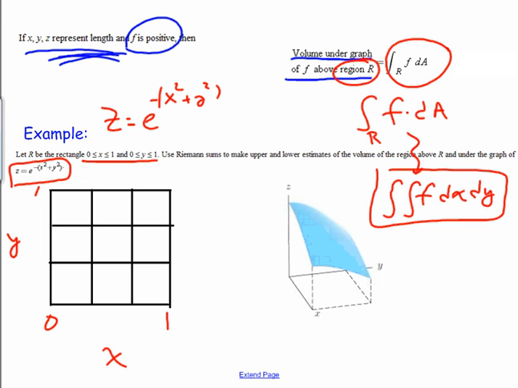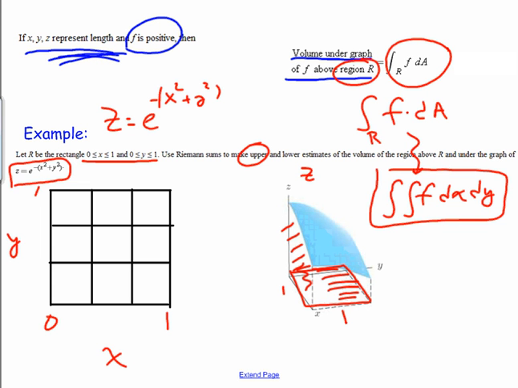So in other words, here's my graph of z. What I want to do is find out what this volume is, all of that volume underneath the curve down to that region on that one-by-one box. Okay, well, how do we do this? Let's first look at an upper estimate.